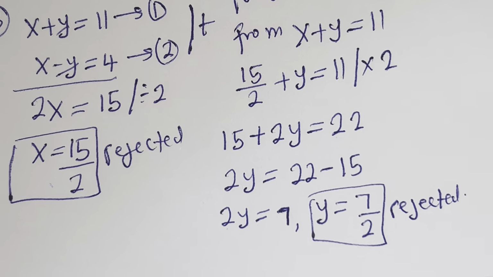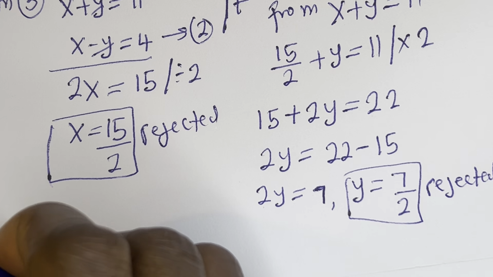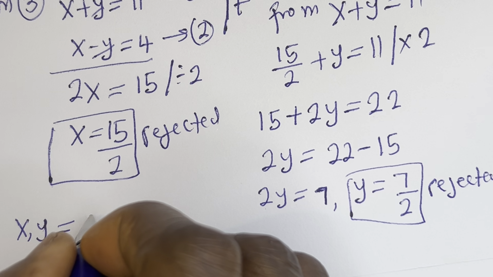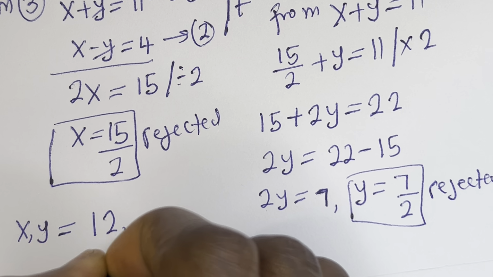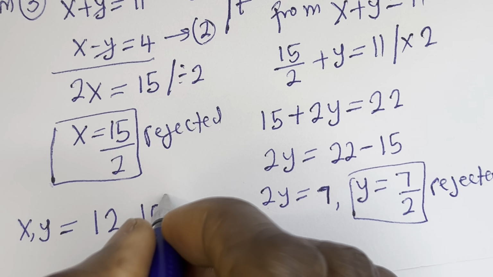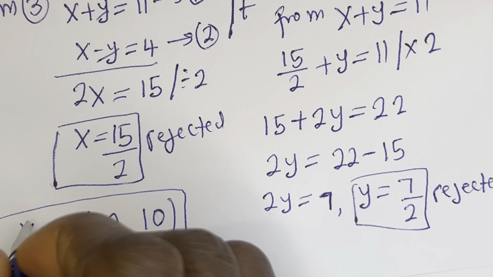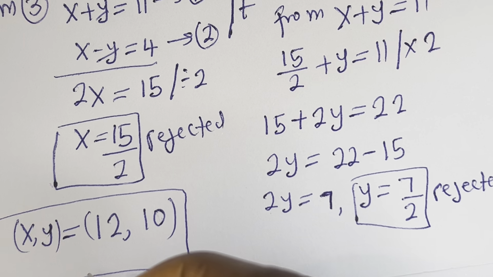Therefore, our final answer is x comma y is equal to 12 comma 10. These are the values of x and y, which are members of natural numbers.